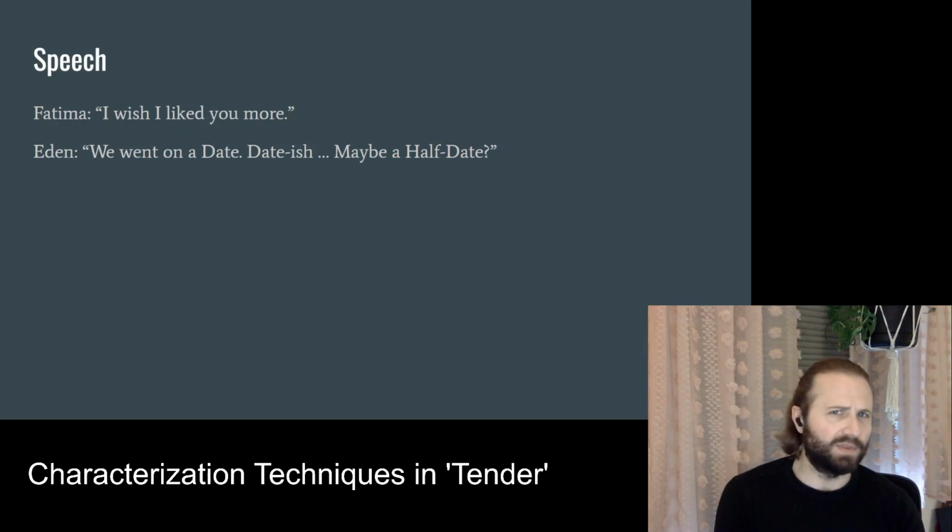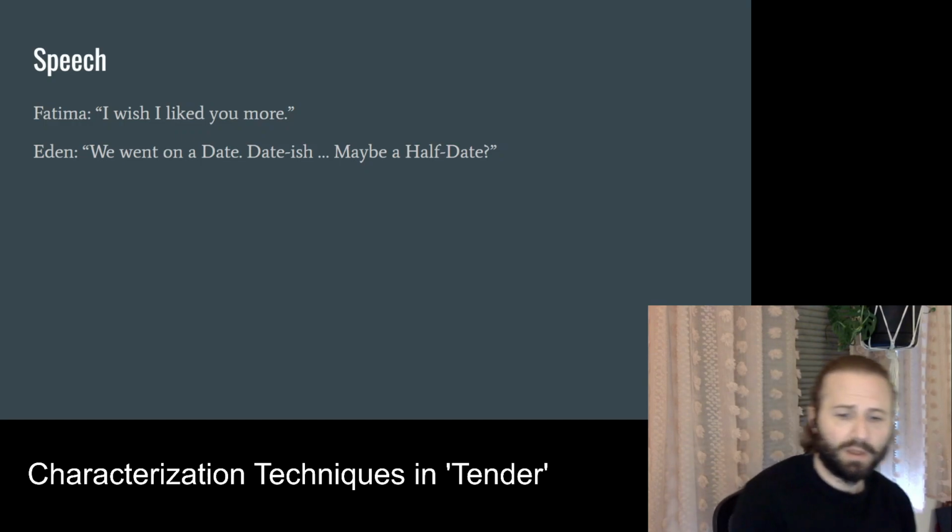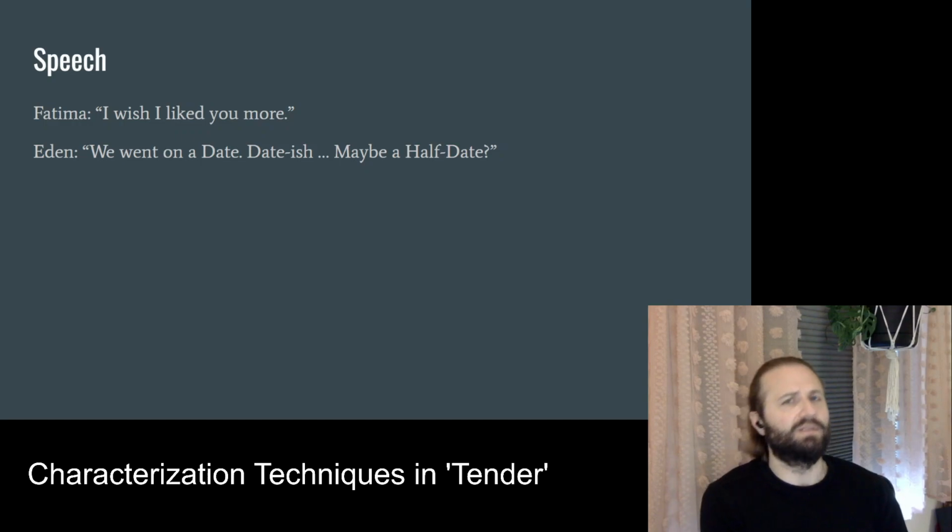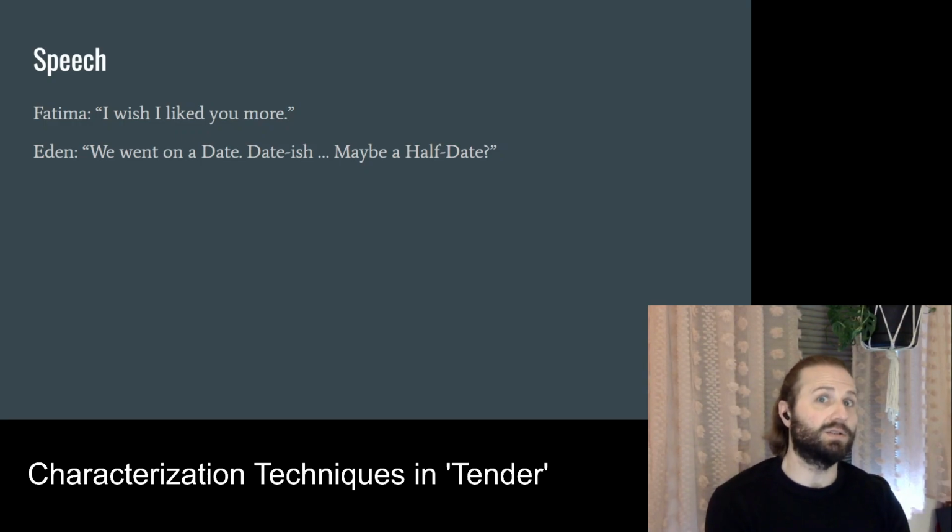But this shows Fatima to be someone who is blunt, emotionally distant, perhaps, and comfortable asserting power in the relationship. This is who Fatima is. We see it in the very first beginning of the story. We also see that Eden is someone who hesitates. She softens, over explains. She's the tender one. For example, when she talks about David, she says, oh, we went on a date, date-ish, maybe a half date. She keeps qualifying it in these ways to please the thoughts of her friend. So right from the beginning, we see that what the characters say says a lot about the character they are.